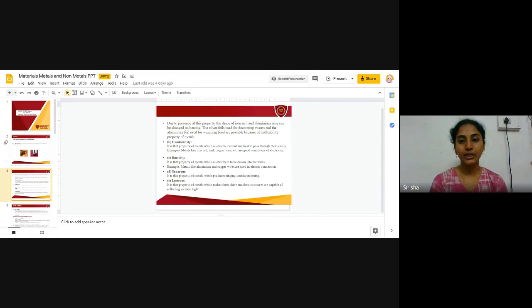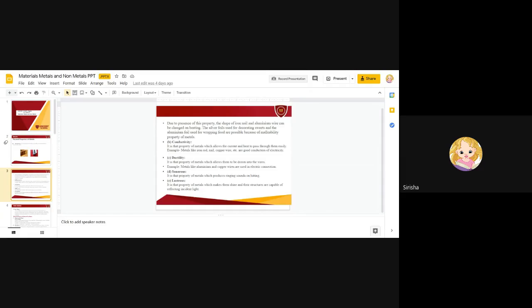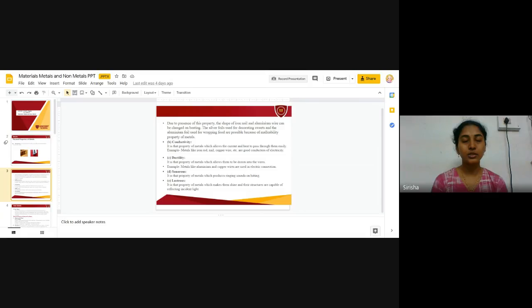What is meant by conductivity? It is a property of metals which allows current and heat to pass through them easily. So that which passes through them easily is called conductivity. So you might have seen wires which are wrapped by plastic. In that, what will be there? Copper. Copper is nothing but a metal. Metals will be there inside these wires. Okay. Next is ductility.